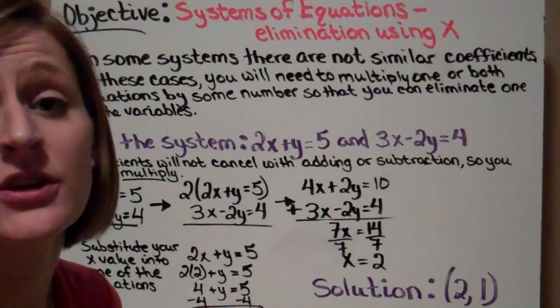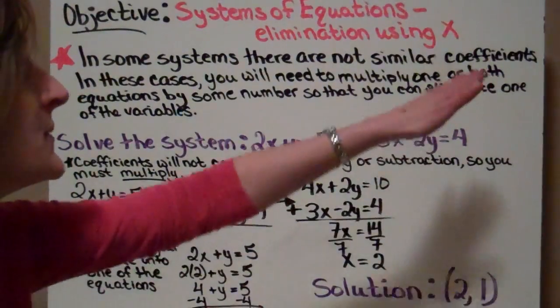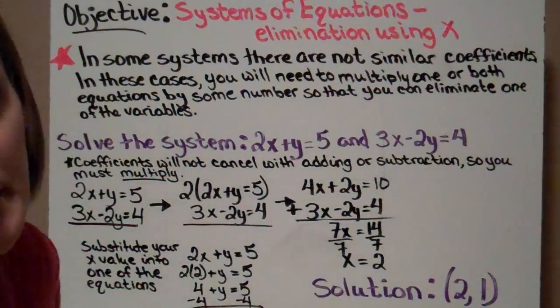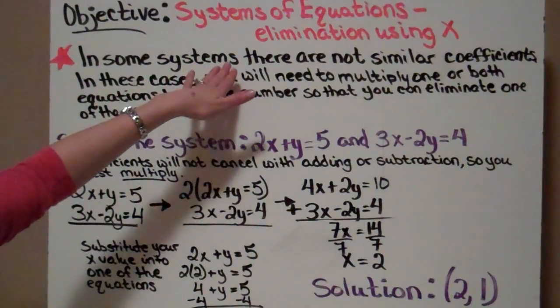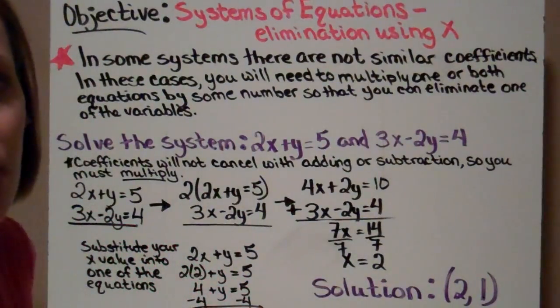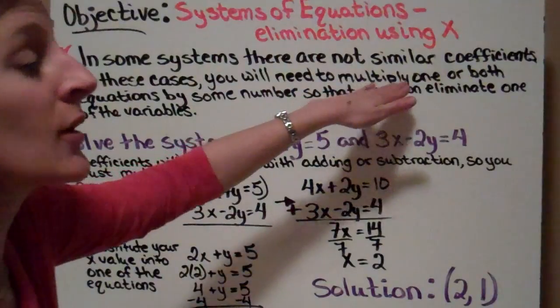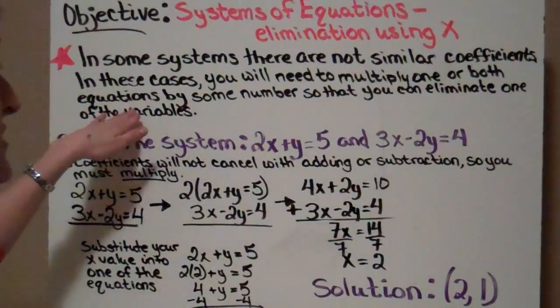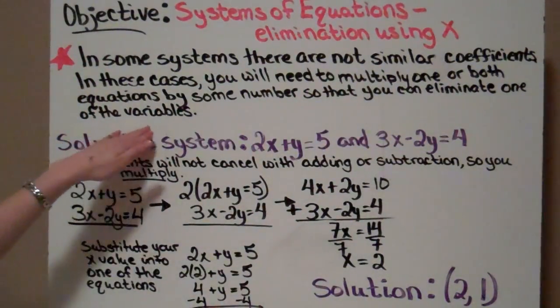Hey, let's look at solving equations using the elimination method, and in this video we're going to be using multiplication to eliminate. Alright, so remember, in some systems there are not similar coefficients like we talked about in the previous video. So in these cases you'll need to multiply one equation or both equations by some number so you can eliminate one of the variables.